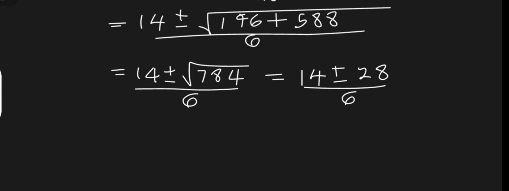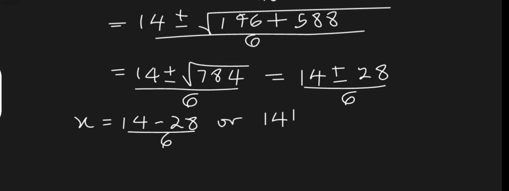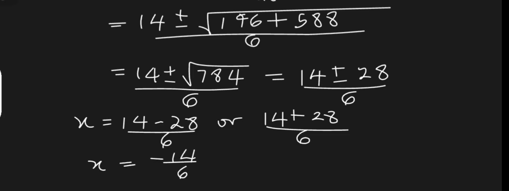Then we split this up to give us x is equal to 14 minus 28 over 6, or 14 plus 28 over 6. That simply means that x could be negative 14 over 6, that's about negative 7 over 3, or x is going to be 42 over 6, which is 7.